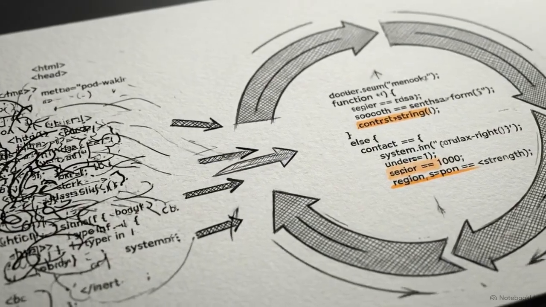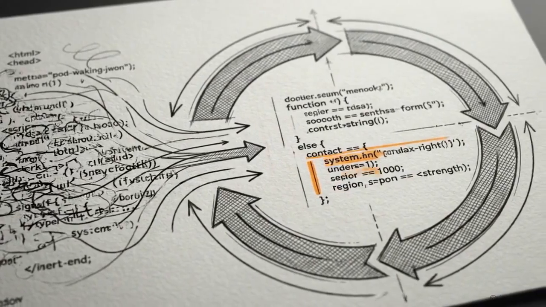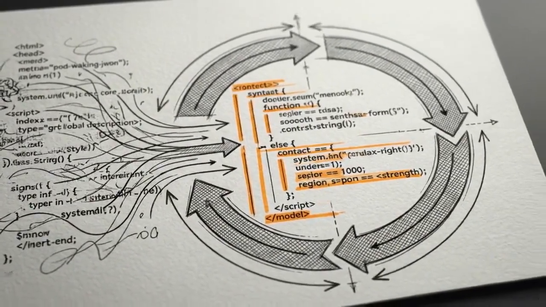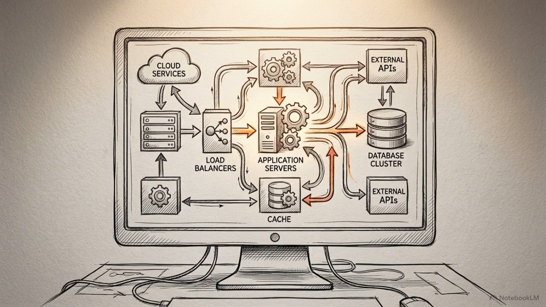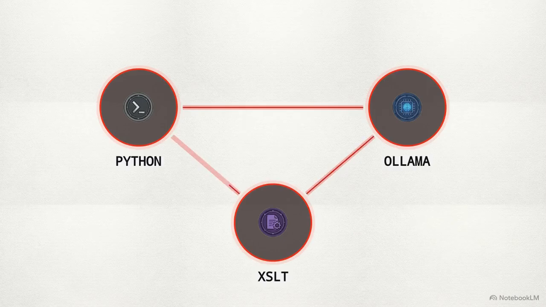Raw code often contains inconsistencies that break traditional generators. We need a pipeline that identifies these issues and adjusts itself automatically. We are going to build a system to handle that. In the next 6 minutes, we will set up a code generation pipeline using Python, Llama, and XSLT.